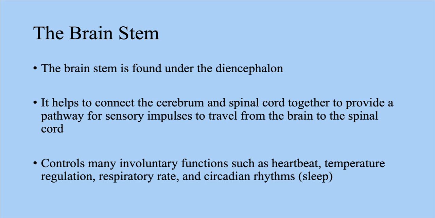First, the brainstem is found under the diencephalon, and it helps to connect the cerebrum and spinal cord together to provide a pathway for sensory impulses that travel from the brain to the spinal cord. Basically, the brainstem is a major part of communication for various sensory impulses throughout the entire body. Additionally, this brainstem controls many involuntary functions. As we discussed earlier, involuntary functions are things that you cannot control, such as temperature regulation, respiratory rate, sleep, heartbeat, things like that.